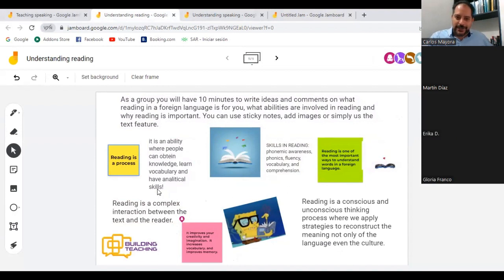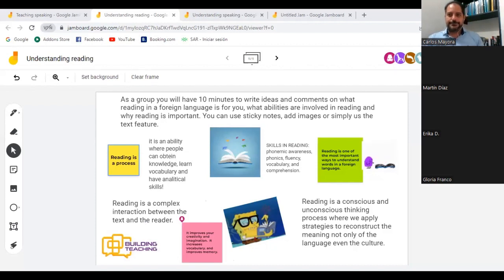Yeah, sure. Hi, everyone. As a group, we were talking about reading, and I'm going to read to you all the important things we chose. Reading is a process. It is an ability where people can obtain knowledge, learn vocab, and have analytical skills. Skills that are important in reading are phonemic awareness, phonetics, fluency, vocab, and comprehension. We said that reading is one of the most important ways to understand words in a foreign language.